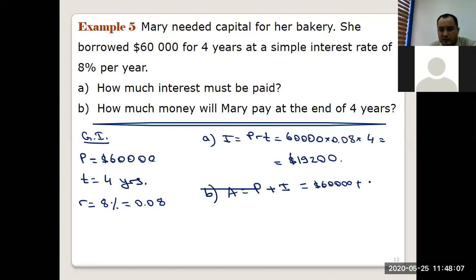And how about the interest? It is 19,200, which is equal to $69,200. So at the end of the 4 years, the money that you borrowed earns 19,200 as interest, and you have to pay back this amount of money to the bank.